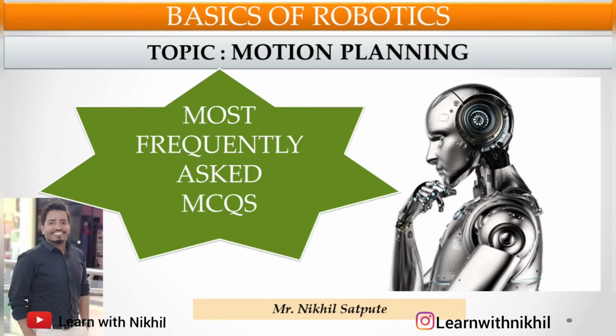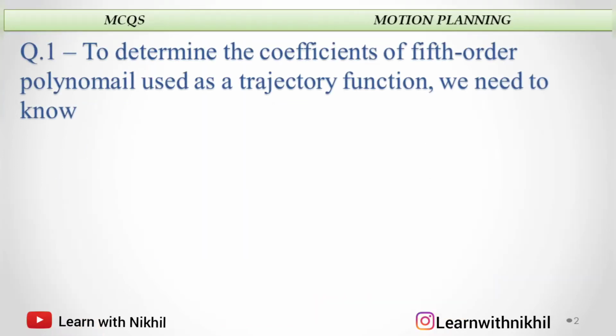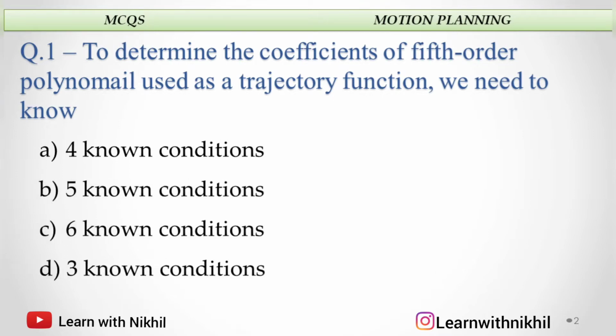So in this video lecture I'm going to explain you the MCQs on the topic motion planning. First, to determine the coefficient of fifth order polynomial used as a trajectory function, we need to know 4 known conditions, 5 known conditions, 6 or 3 known conditions, and the answer is 6 known conditions.